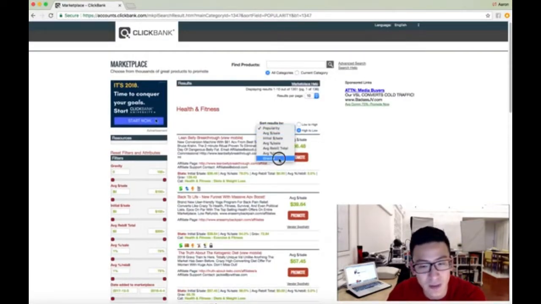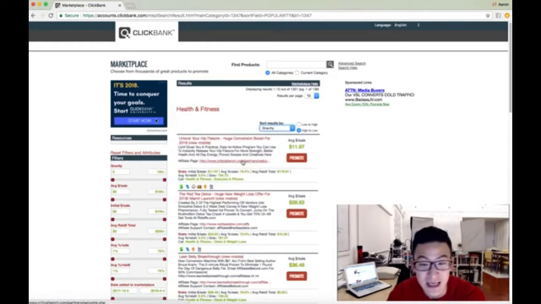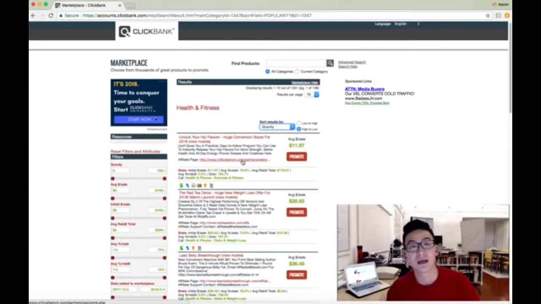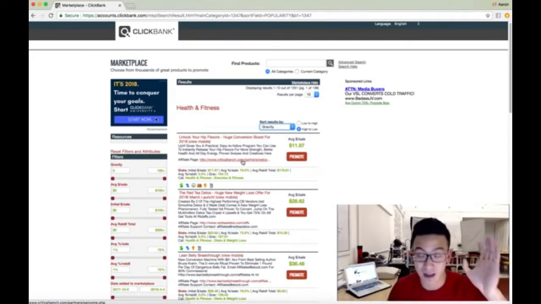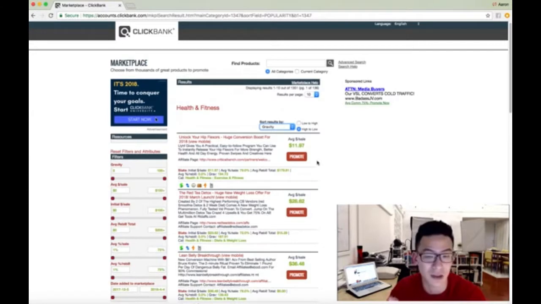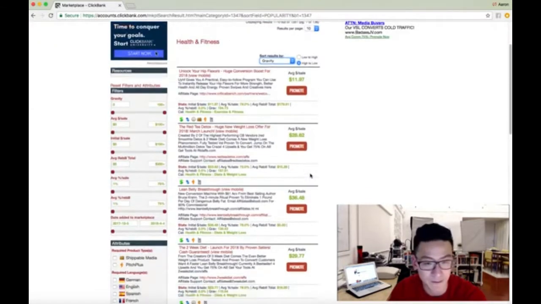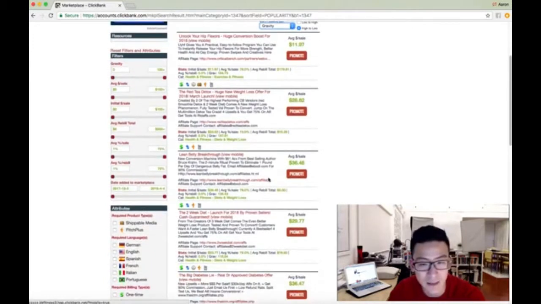If you want, you can sort it by gravity, and all gravity is that the higher the gravity, the more sales the product is actually doing, okay? That doesn't necessarily mean that the product is good. It just means that they're doing well in sales and the sales funnel is probably pretty decent, okay? But it doesn't mean that the product is good. It just means that they're doing a good job of selling the product. Okay, now let's look at lean belly breakthrough, for example.